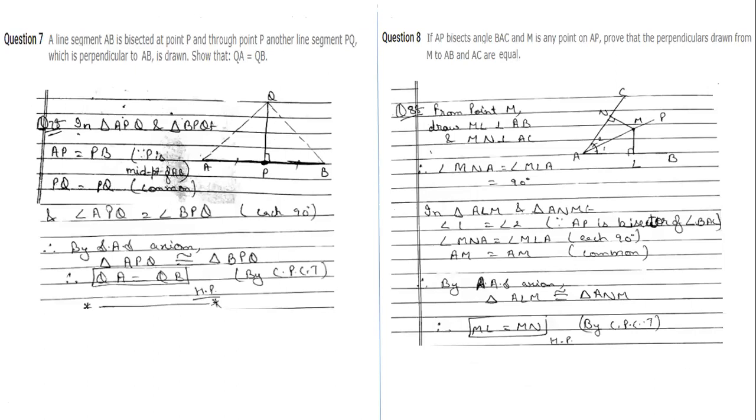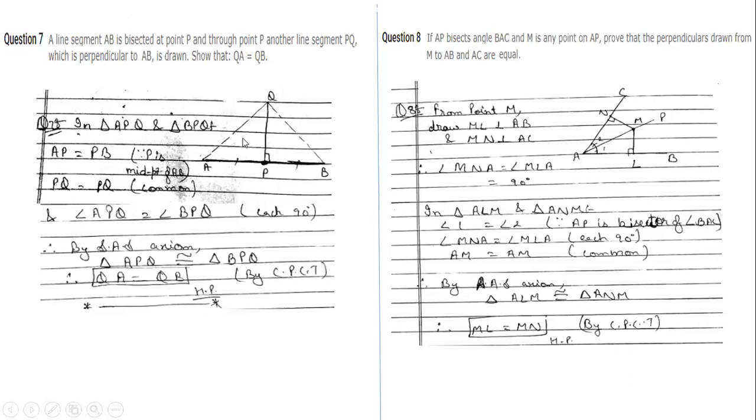Come to the question number 7. In this question, they say a line segment AB is bisected at point P, and through point P, another line segment PQ, which is perpendicular to AB, is drawn. Show that QA is equal to QB. First of all, line segment AB is bisected at point P. That means P is the midpoint. AP is equal to PB.